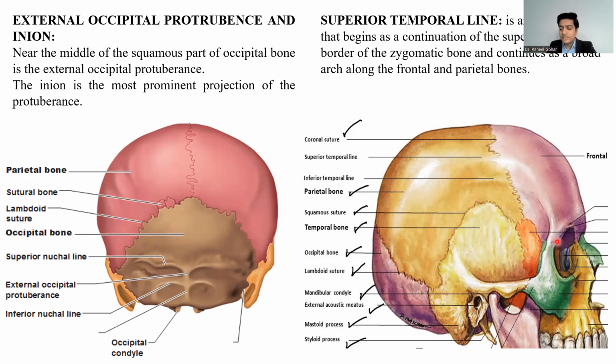Now, on the lateral view of the skull, we already know about the zygomatic process of the frontal bone. If we follow this process superiorly, it divides into 2 lines. One is the superior temporal line and one is the inferior temporal line.